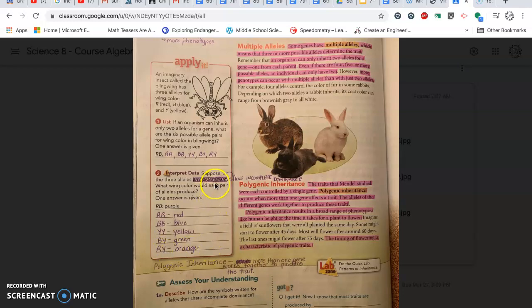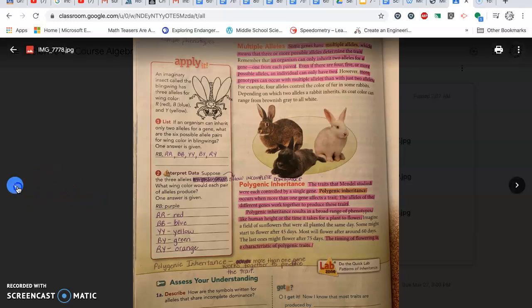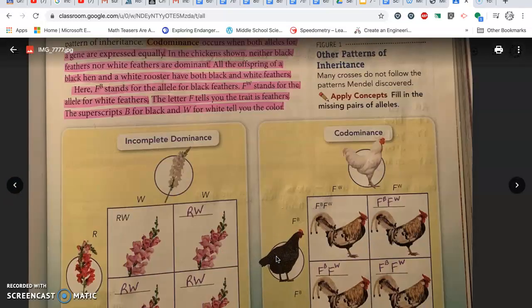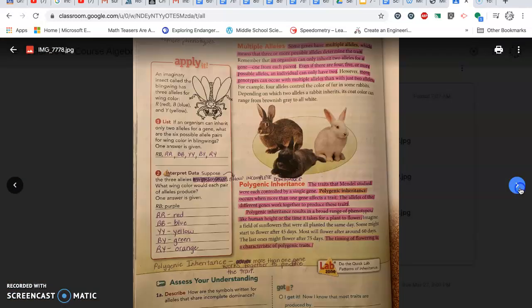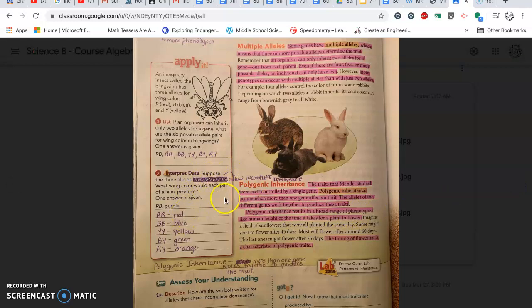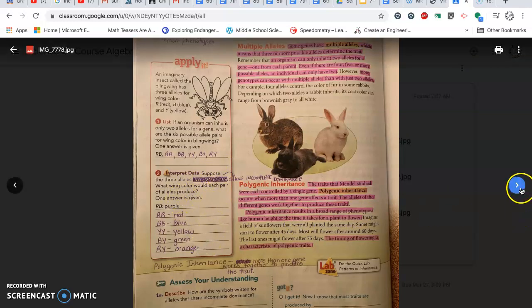If this was truly codominance, R and B would not be purple. R and B would be red and blue splotched wings or red and blue striped wings. You'd have both red and blue showing up, just like you did with the chickens, right? I have a white chicken and a black chicken, and I get white and black feathers. So this is wrong in your book. Make sure you change that. They're actually talking about incomplete dominance.